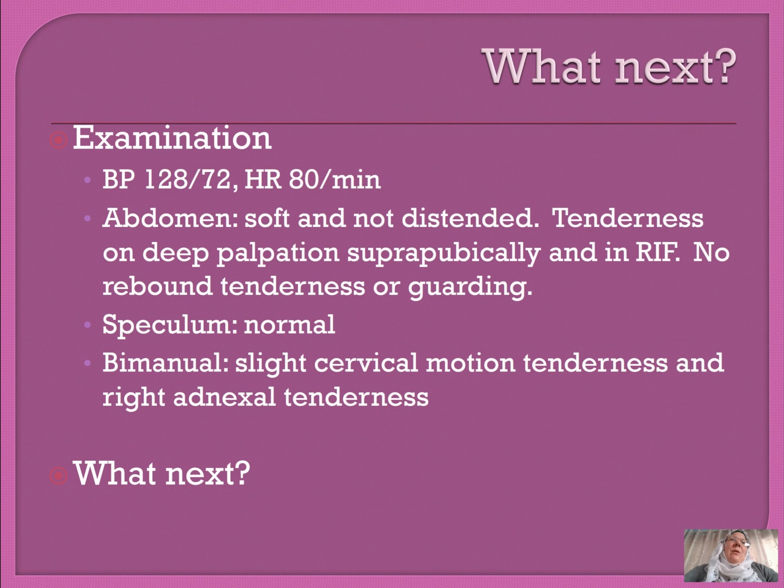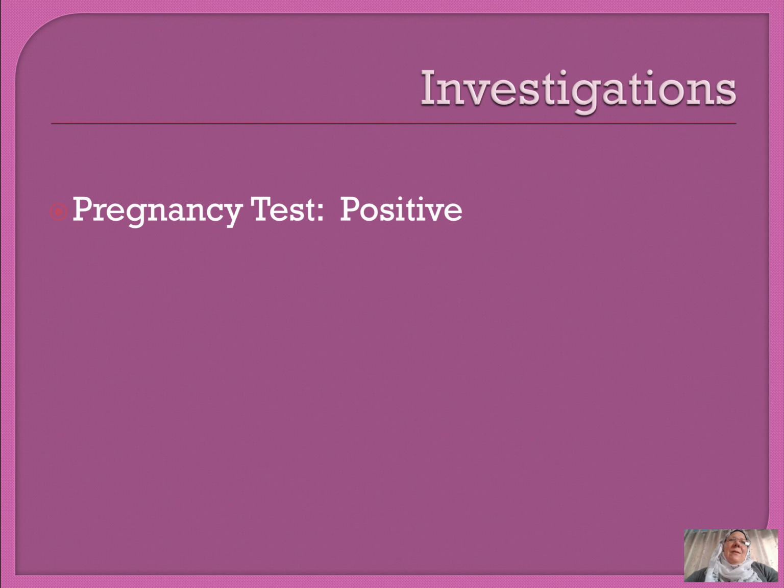On examination, her blood pressure is 128/72 and her heart rate 80 per minute. Her abdomen is soft and not distended. Tenderness on deep palpation suprapubically and in the right iliac fossa. There's no rebound tenderness or guarding. Speculum examination is normal, and bimanual examination shows a slight cervical motion tenderness and right adnexal tenderness. What do you have to do next for this patient?